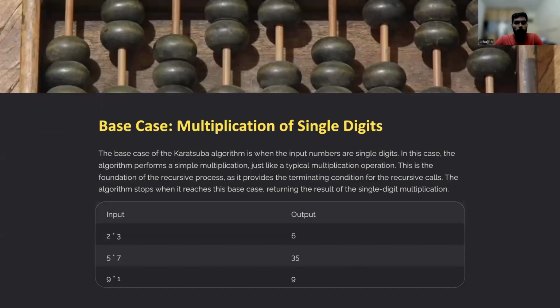Base case: multiplication of single digits. The base case of the Karatsuba algorithm is when the input numbers are single digits. In this case, the algorithm performs a simple multiplication, just like a typical multiplication operation. This is the foundation of the recursive process, as it provides the terminating condition for the recursive calls. The algorithm stops when it reaches the base case, returning the result of the single digit multiplication.